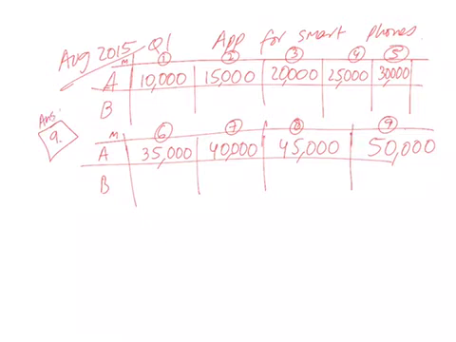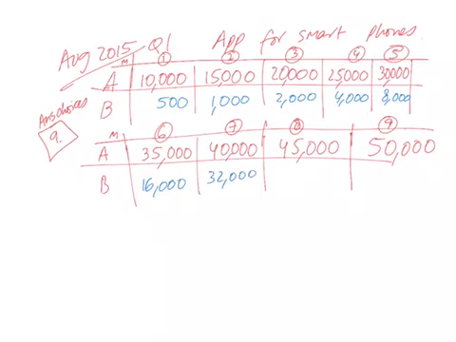Now let's work with company B. So what's happening with company B, right? So we end up getting 500 for company B, and then 1000, and then it's doubling every time. So 2000, 4000, 8000, 16,000 would be next, right? And then 32,000, 64,000, and then 128,000.